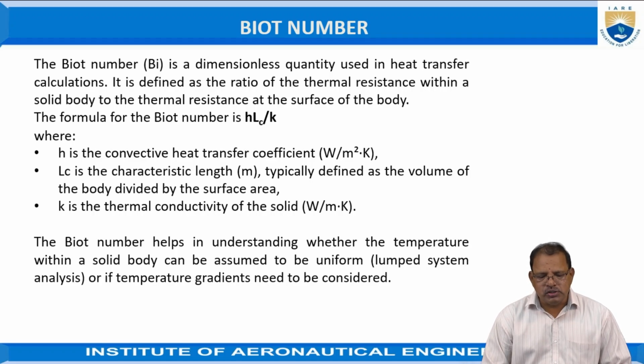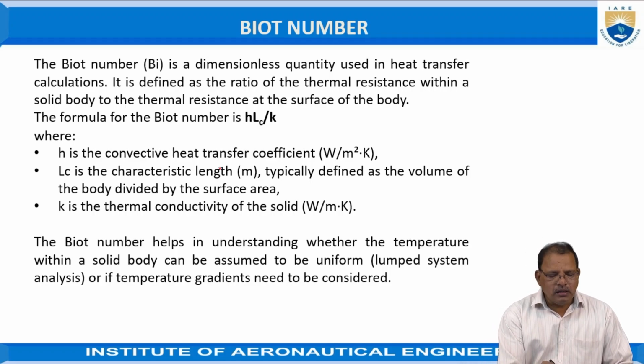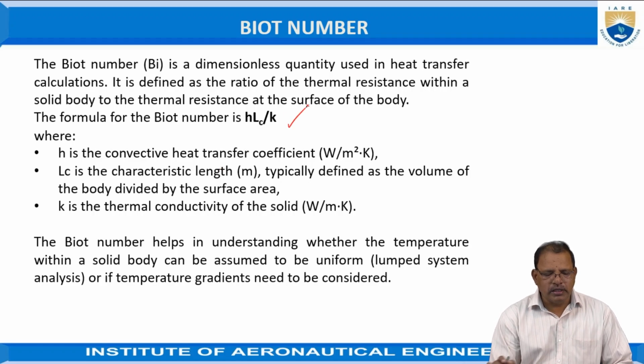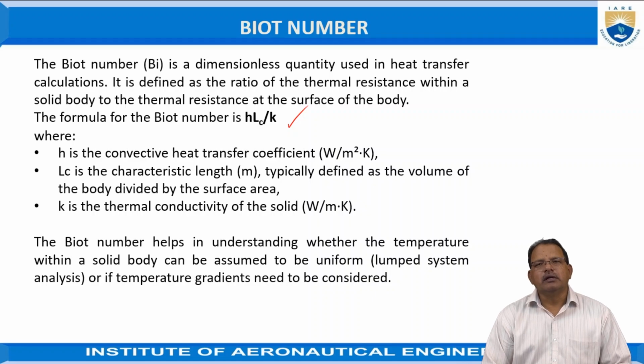It is defined as the ratio of thermal resistance within the solid body to the thermal resistance at the surface of the body. This formula we have already taken. Here, H represents the convection heat transfer coefficient and Lc is a characteristic length, typically defined as the ratio of the volume of the body to the surface area, where K is the thermal conductivity of the solid.